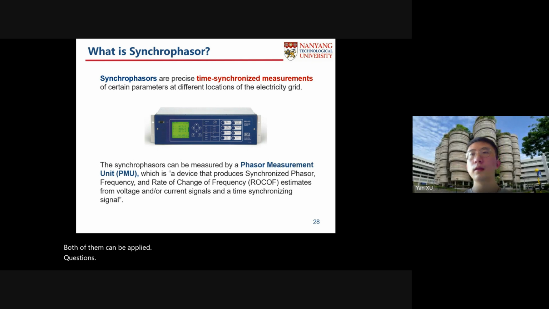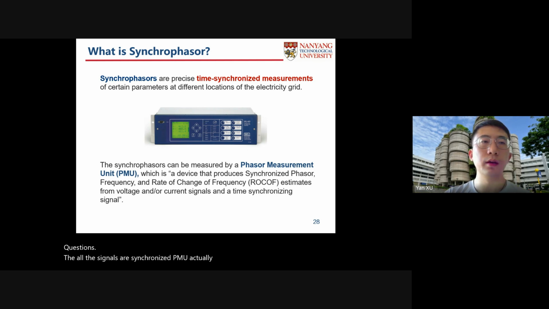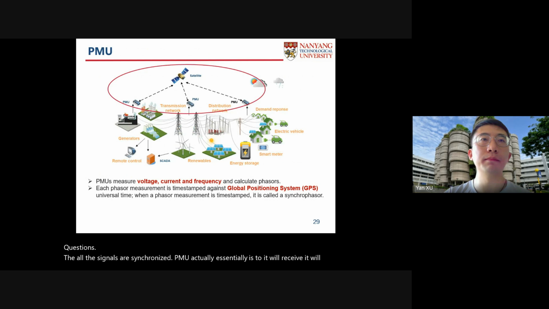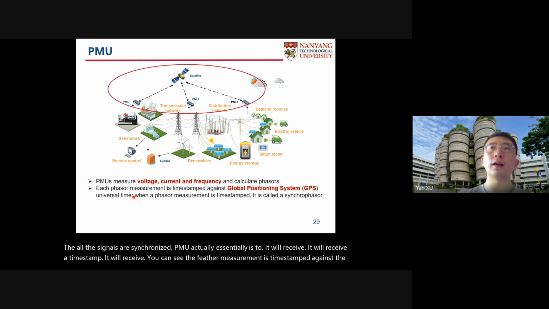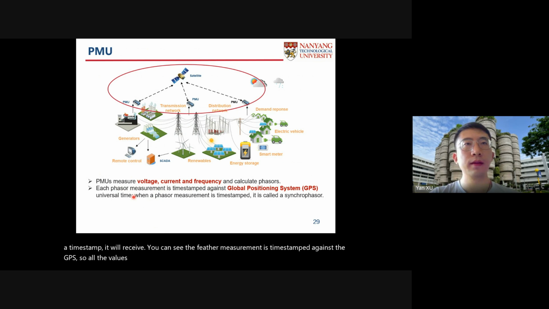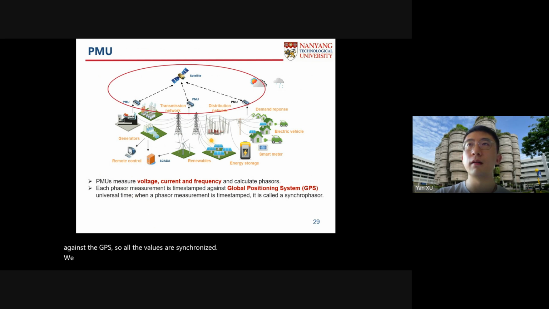Oh, all the signals are synchronized. PMU essentially receives a timestamp. The phasor measurement is time stamped against the GPS. So all the values are synchronized: V, angle, frequency. They are all time synchronized.